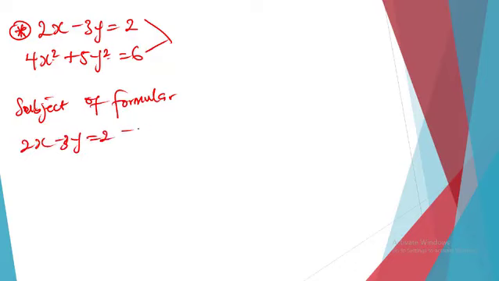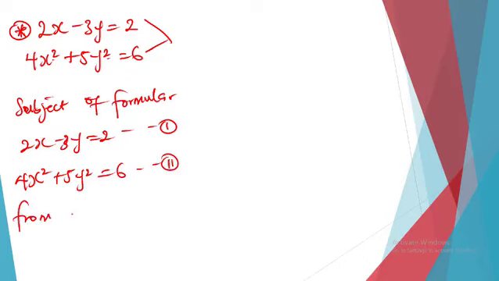Now to solve this equation, first of all, we need to make one of the unknown variables in the linear equation the subject of formula. So let us start from equation 1. Let's call 2x minus 3y equals 2 equation 1, and 4x squared plus 5y squared equals 6 is our equation 2.